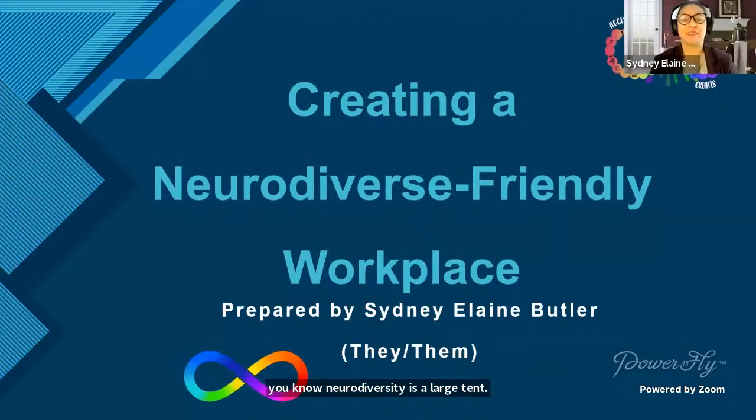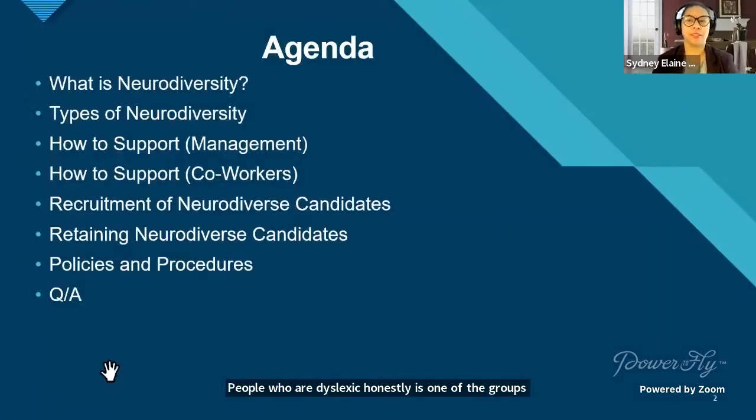So, yeah. Hi everyone, welcome to Creating a Neurodiverse-Friendly Workplace. Like Megan said, I am Sydney Elaine Butler, and my pronouns are they/them. So I'm going to give you a bit of an agenda of what we're going to talk about today, because as a neurodiverse individual, I think it's important to have an agenda and to lay out what to expect. So again, what is neurodiversity? Types of neurodiversity? How to support if you're in a management position? How to support if you're just a coworker? Recruitment, that's a huge area that you need to focus on. Retaining after you recruit these candidates, policies and procedures in the workplace, and then if we have time, a bit of a Q&A.